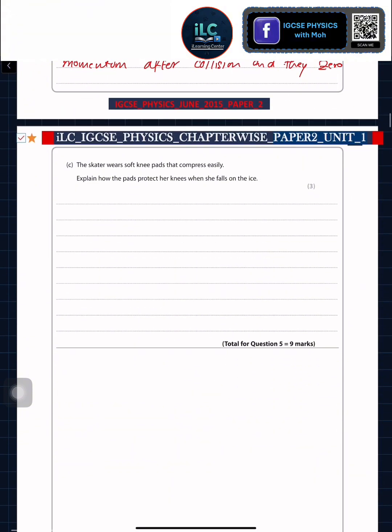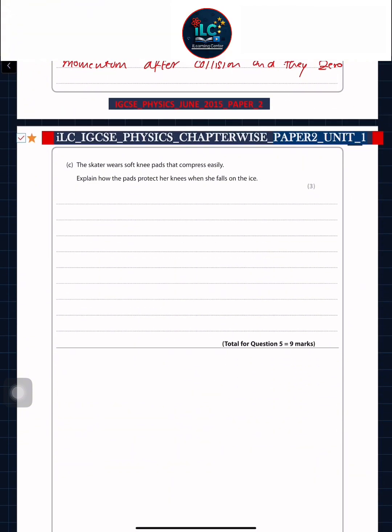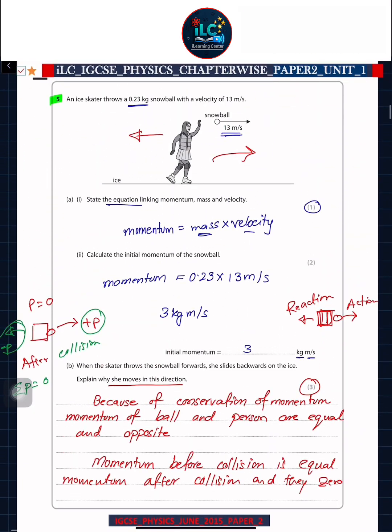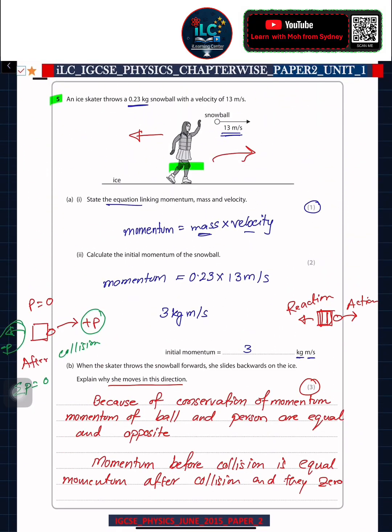The next question here is a very common question. They will ask you to explain how the pad. If you look at here, this person is wearing some pads here, right? The cushion pads.